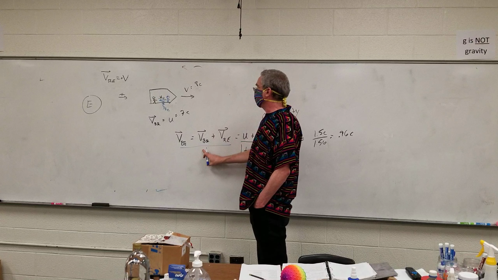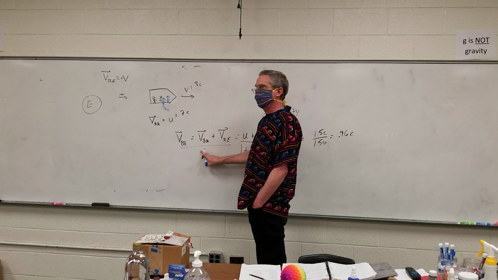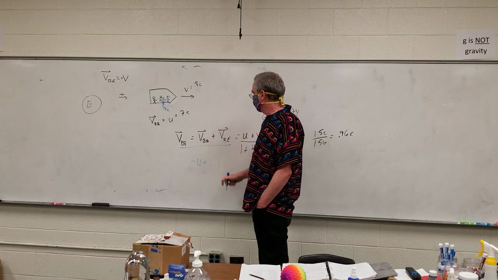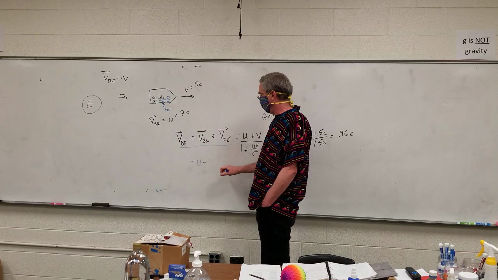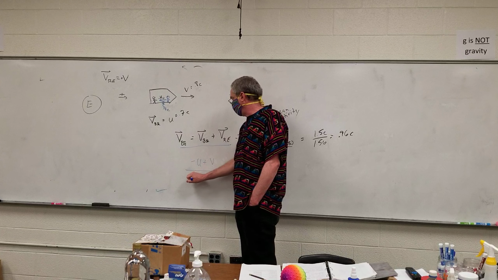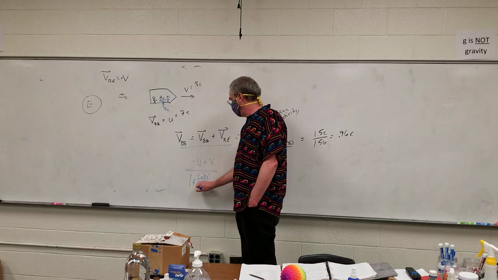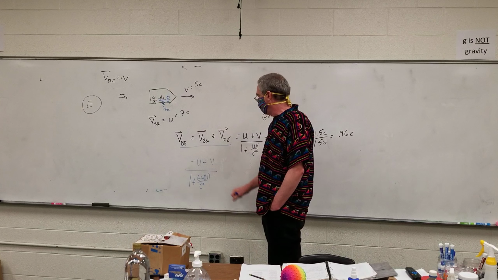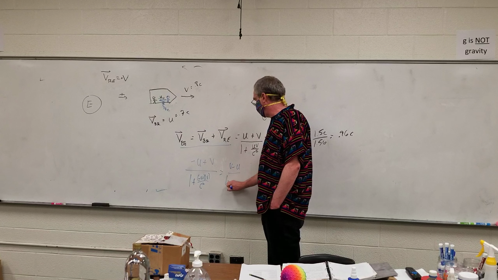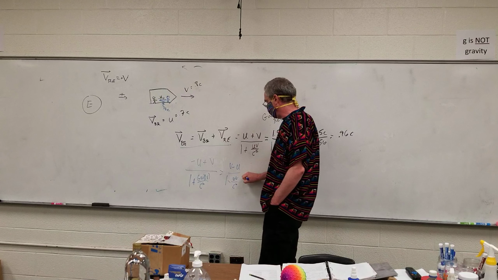The velocity of the ball with respect to the rocket, negative u, plus the velocity of the rocket with respect to Earth, over, depends on how you want to look at it, you can do it as 1 plus negative u times v over c squared. Or think of it in terms of v minus u over 1 minus uv over c squared. Either way you want to look at it to get to the same place.